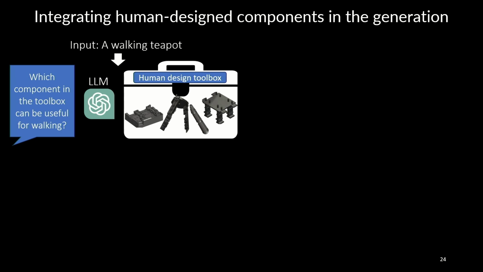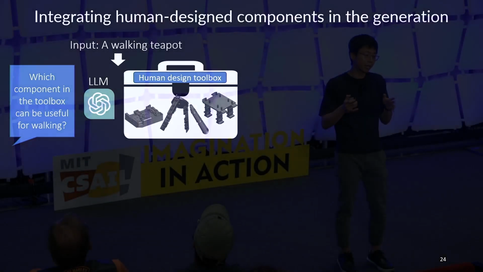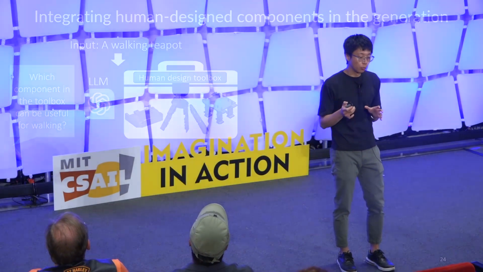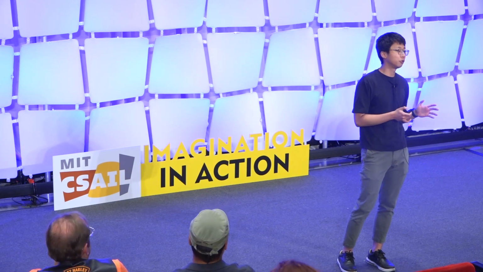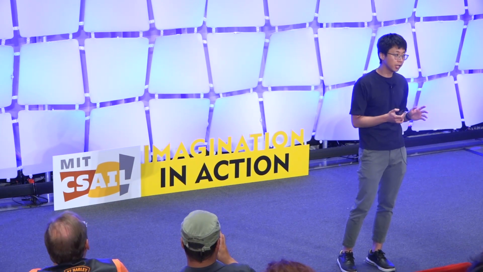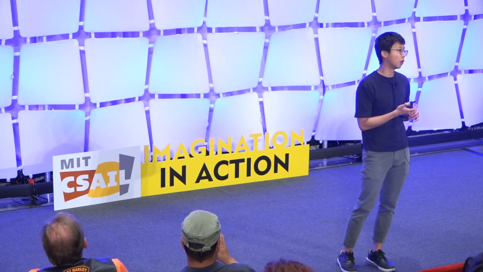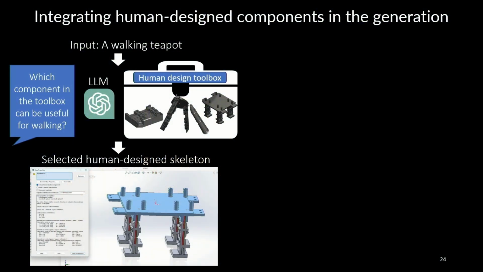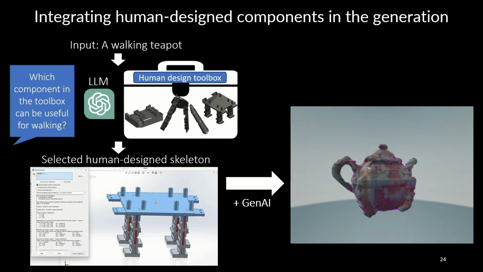Another aspect in which we can improve the pipeline is integrating human design components into the generation process. So if we have an input of, oh, please give me a walking robot, we have a human design toolbox that's collected from tons of very good roboticists. And then we can use a language model to do common sense or knowledge-based reasoning to see, oh, which components can be suitable for this walking task. And then we can retrieve or select one of the components that can be relevant, and integrate it into our design.